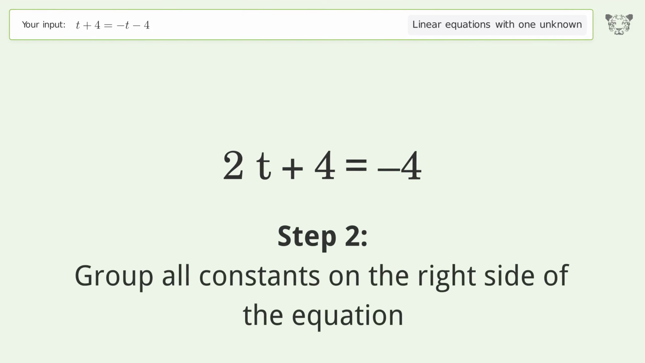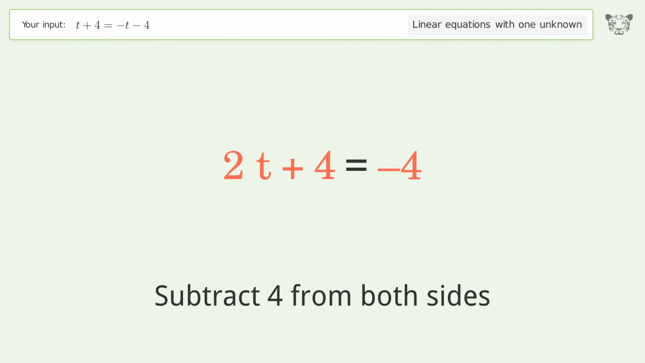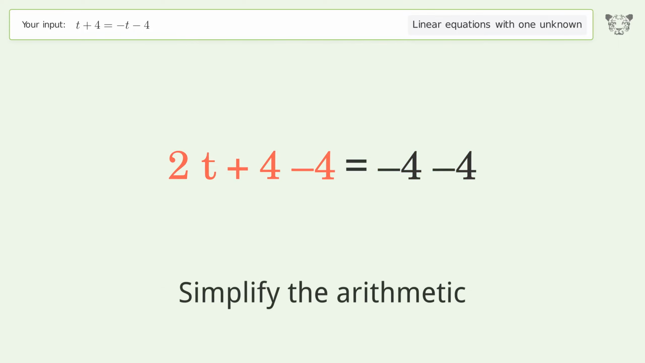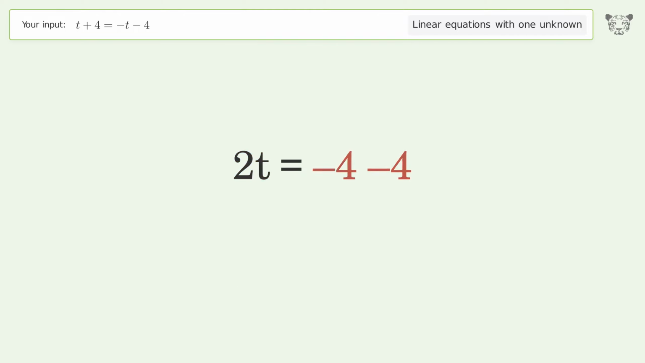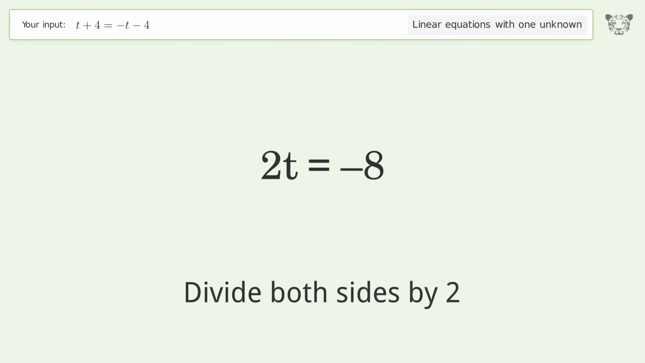Group all constants on the right side of the equation. Subtract 4 from both sides. Simplify the arithmetic. Isolate the t. Divide both sides by 2.